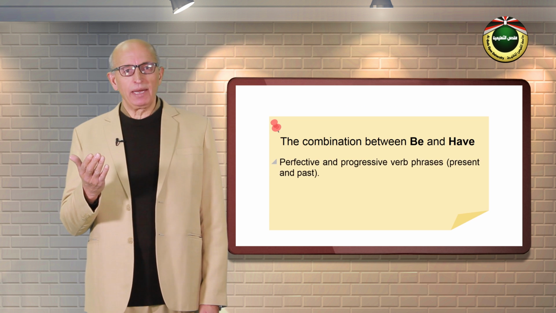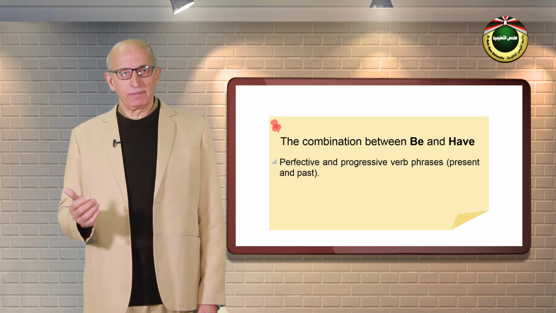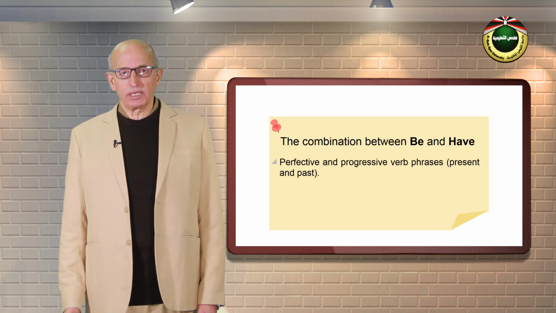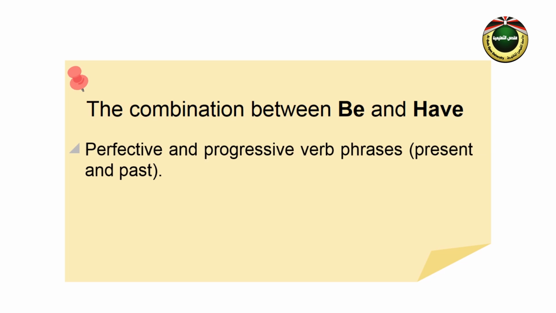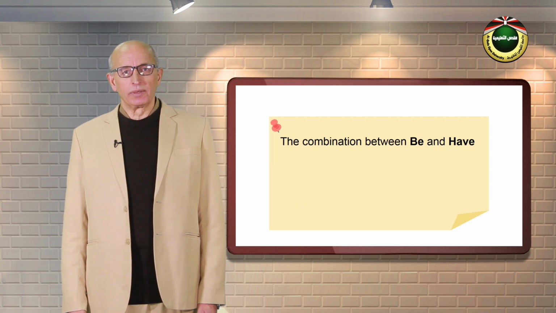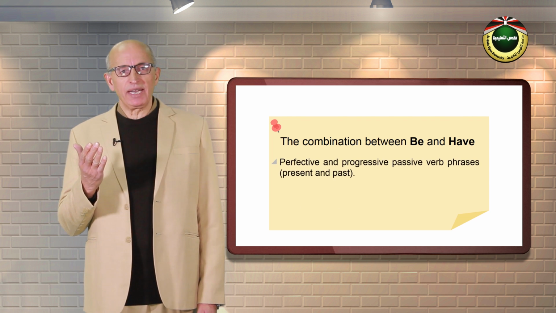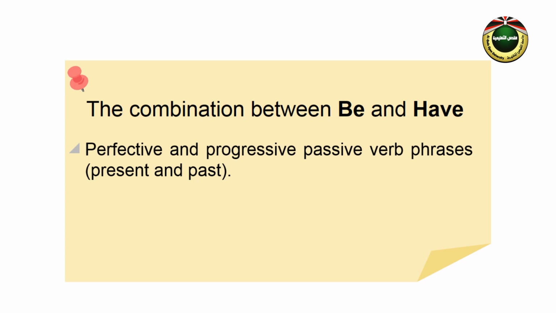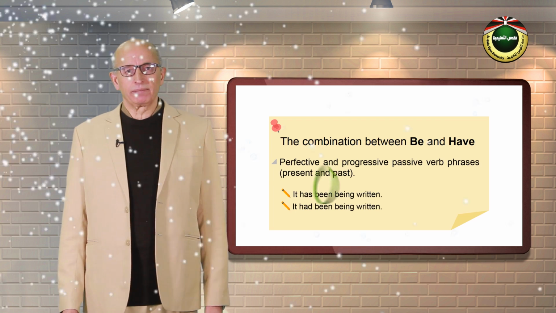Be and have can be used in one verb phrase. This combination is possible in these cases. Number one, perfective and progressive verb phrases, present and past. Examples. A. I have been swimming. B. She had been swimming. Number two, perfective and progressive passive verb phrases, present and past. A. It has been being written. B. It had been being written.